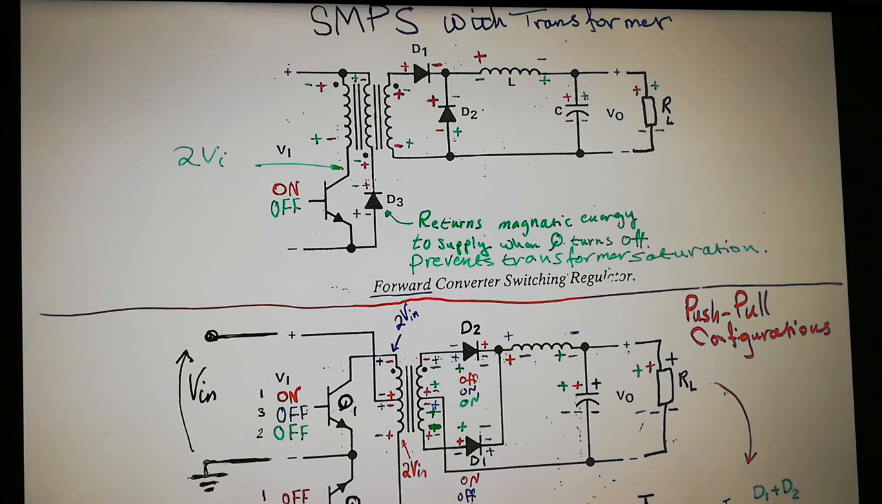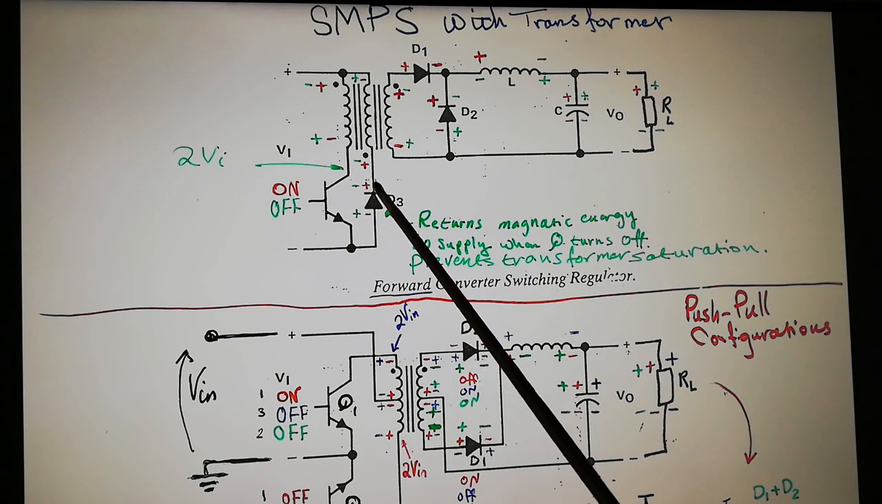This is lecture number 2 on switch mode power supply design and applications. Our lecture today involves using transformers along with inductors, caps, and diodes. As we see in here, this configuration is a forward converter switching regulator where a transformer is used, okay?